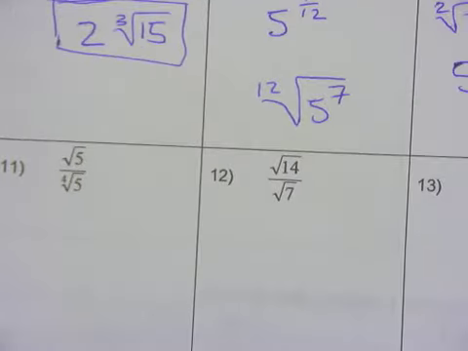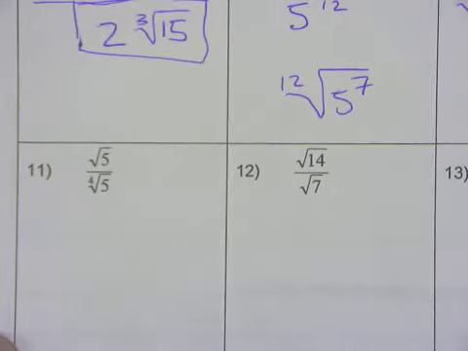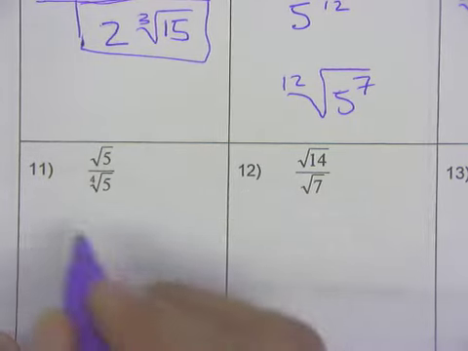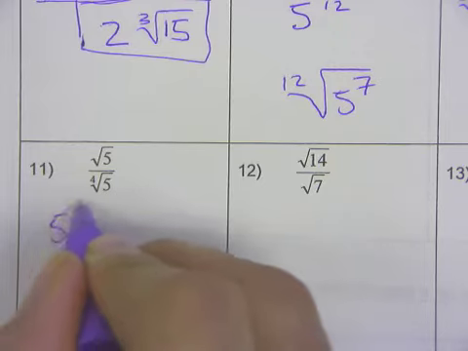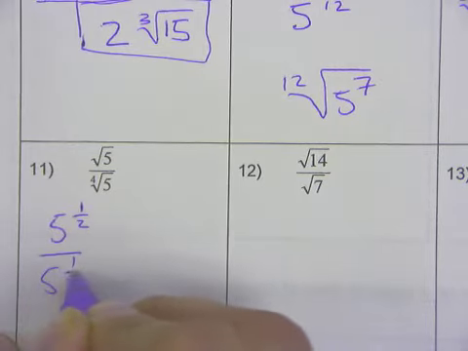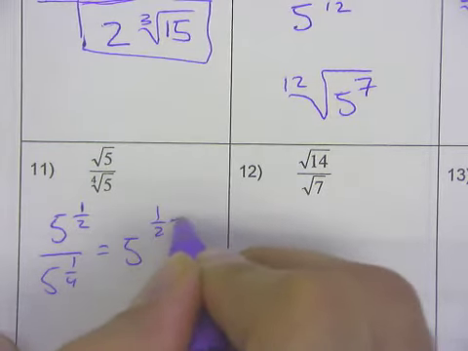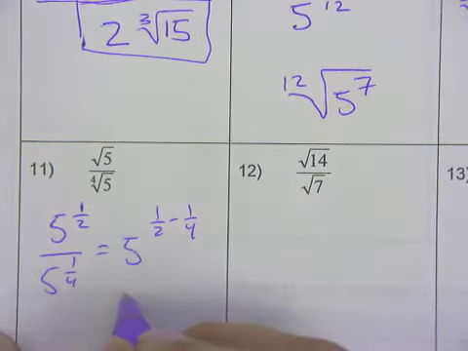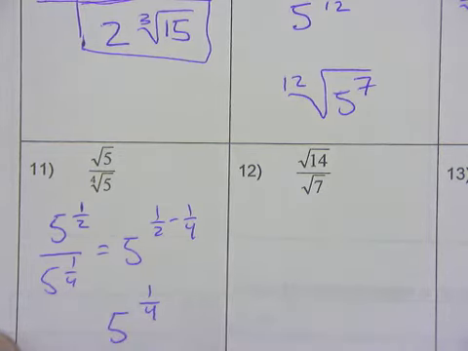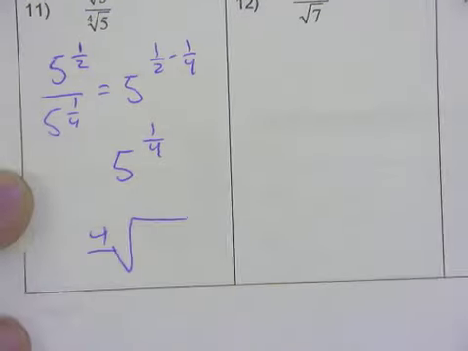On the next one, how do I want to deal with this? Well, I would probably deal with this one by going to exponents, although you could do it by multiplying this by 3 more copies of the 4th root of 5. I would probably just say this is 5 to the 1/2 over 5 to the 1/4. So this would be 5 to the power of 1/2 minus 1/4, which would be 5 to the power of 1/4, which would just be the 4th root of 5.